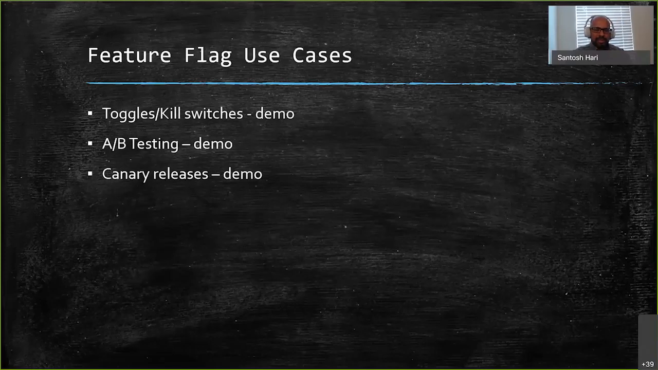We'll talk about some feature flag use cases, and a quick time check. So that's okay, I'm doing good on time. What I'm going to do is we'll talk about each scenario. The first one is toggles and kill switches. We'll do that with a demo, and then A/B testing and Canary releases.